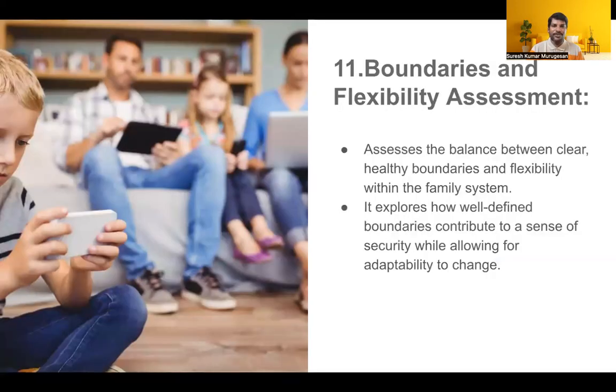Another one is boundary and flexibility assessment, whether all the family members have healthy boundary setting or not. If the children are less than 16 years old, there is the role of the parent. They have to take care of the boundaries of the children. They are the ideal role model to teach them how to maintain boundaries. Defined boundaries are very important and need to be taught by the family counselor to the family members. This assessment will help them to know whether the boundaries set by the family members are effective or not.